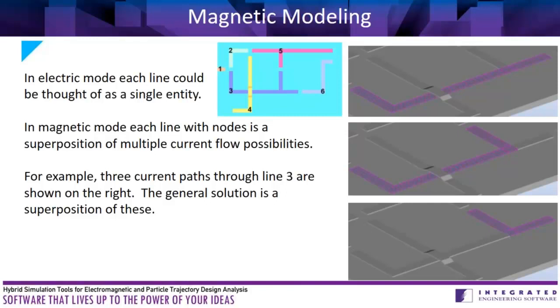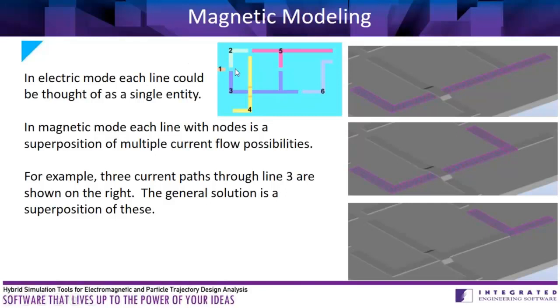In the electric mode, each line was thought of as a single entity. We put a voltage on it, or we didn't, and said it will float to some voltage, but it was in and of itself a single entity. But in magnetic mode, we don't have it so easy, because magnetic effects relate to how the current flows through the line. We have small voltage differences across the line that cause current to flow, but depending how things are switched on and off at all of the connection points, you'll get different current flows.